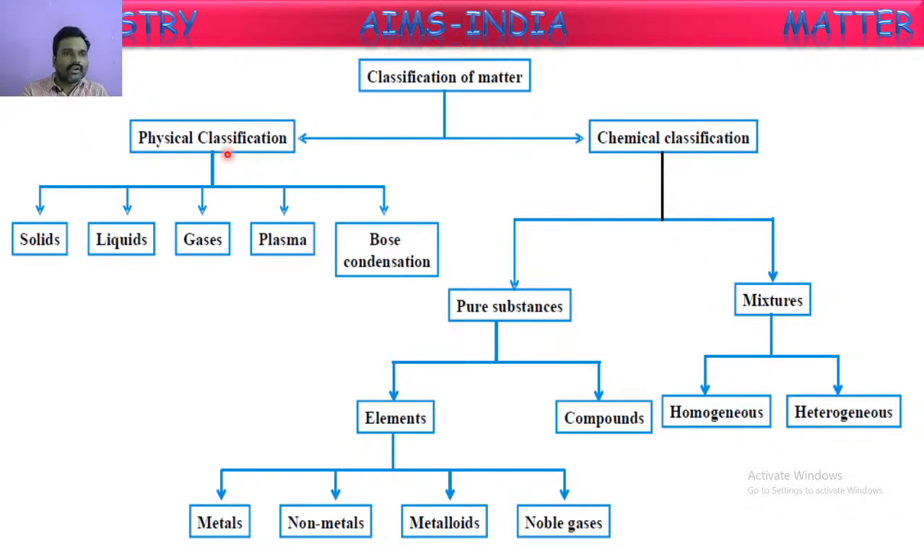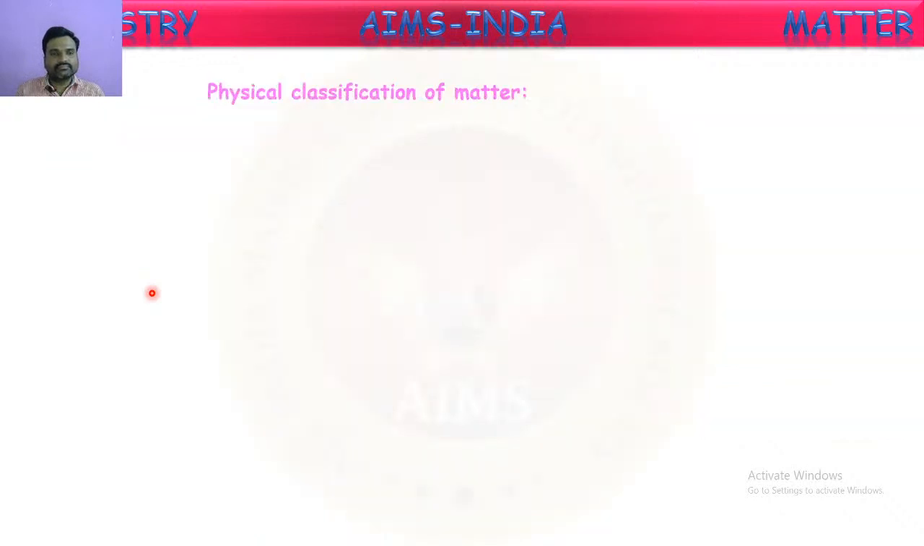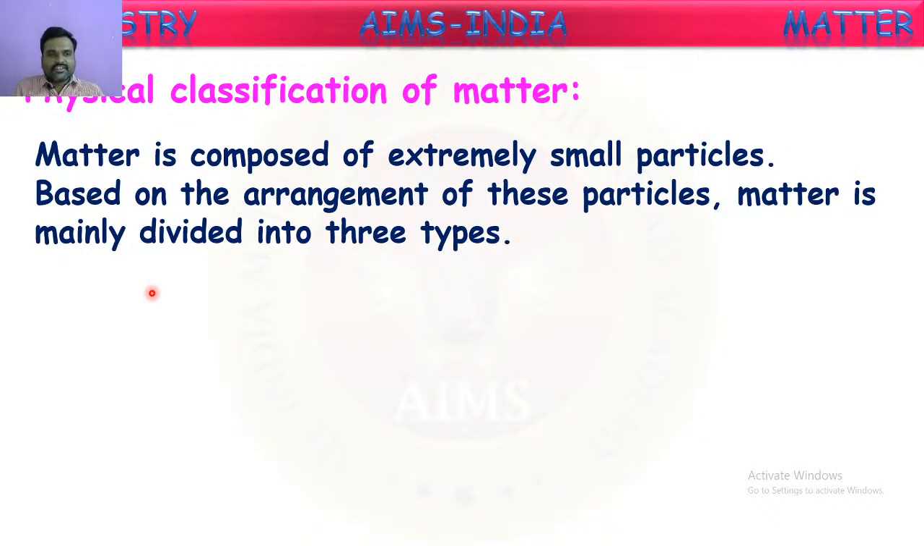In this now, let us see the physical classification of matter. That is the classification of matter based upon the arrangement of molecules in it. So based upon that, it is classified into five types. Let us say about these five types of matter one by one here. So as I said, matter is composed of extremely small particles. Based on the arrangement of these particles, matter is mainly divided into three types.